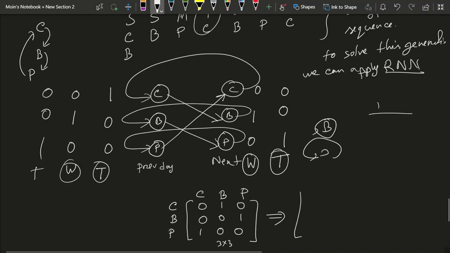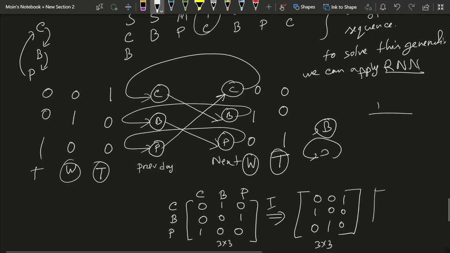So this is a 3 into 3 matrix. It will be reshuffled with transpose. With transpose, this will turn into 0, 1, 0. The rows will become the columns. 0, 0, 1 will be 0, 0, 1, and 1, 0, 0. So it is a 3 into 3 matrix, the transpose matrix of the adjacency matrix.